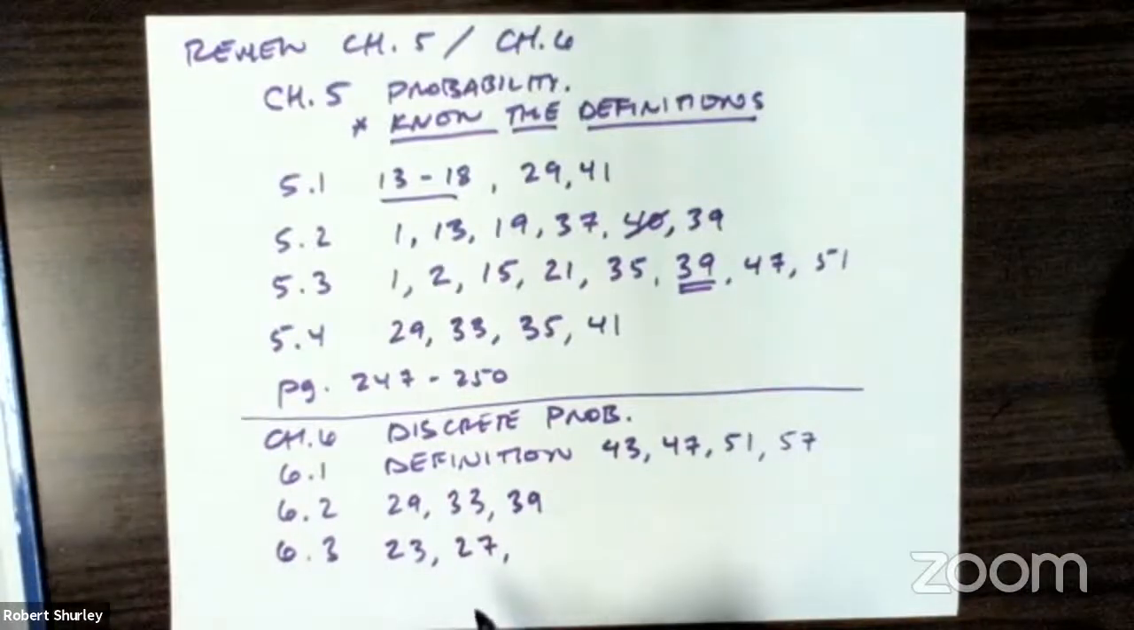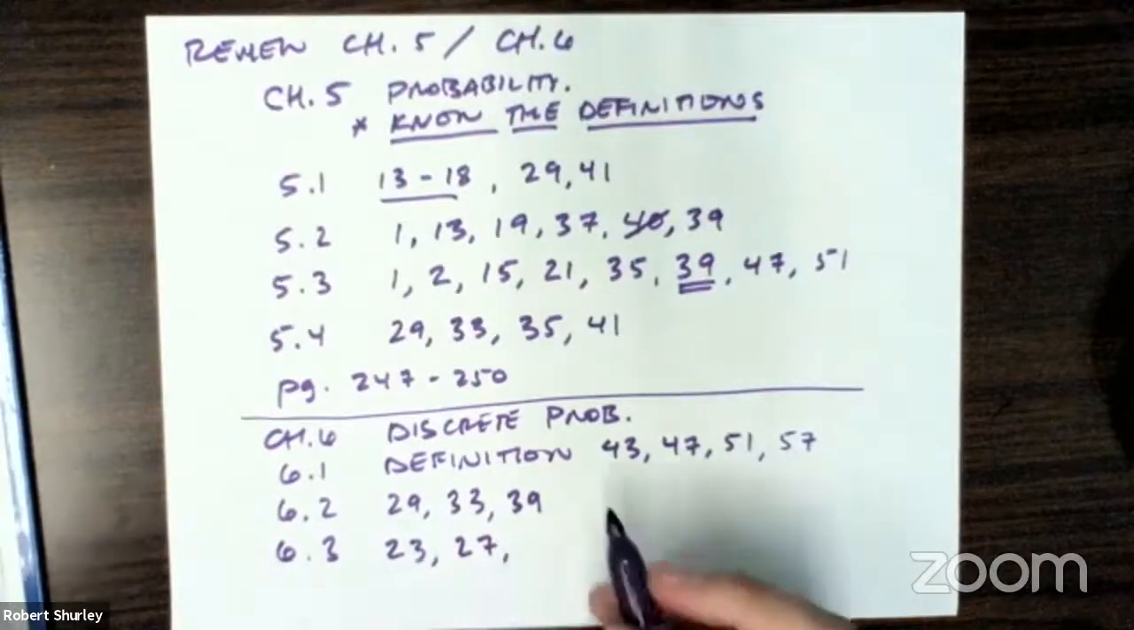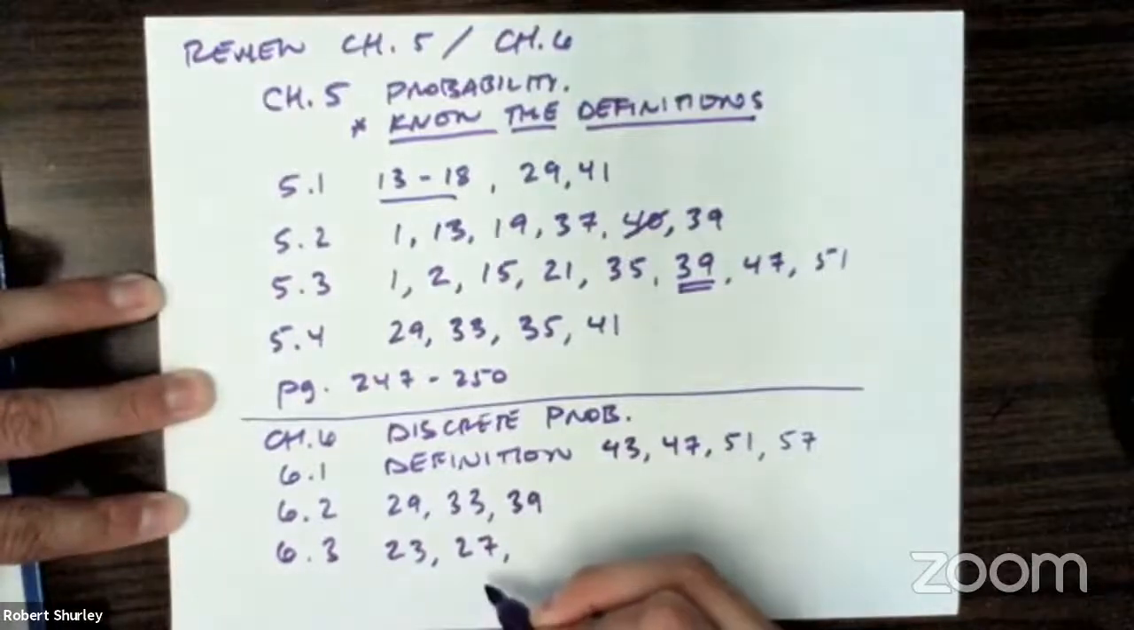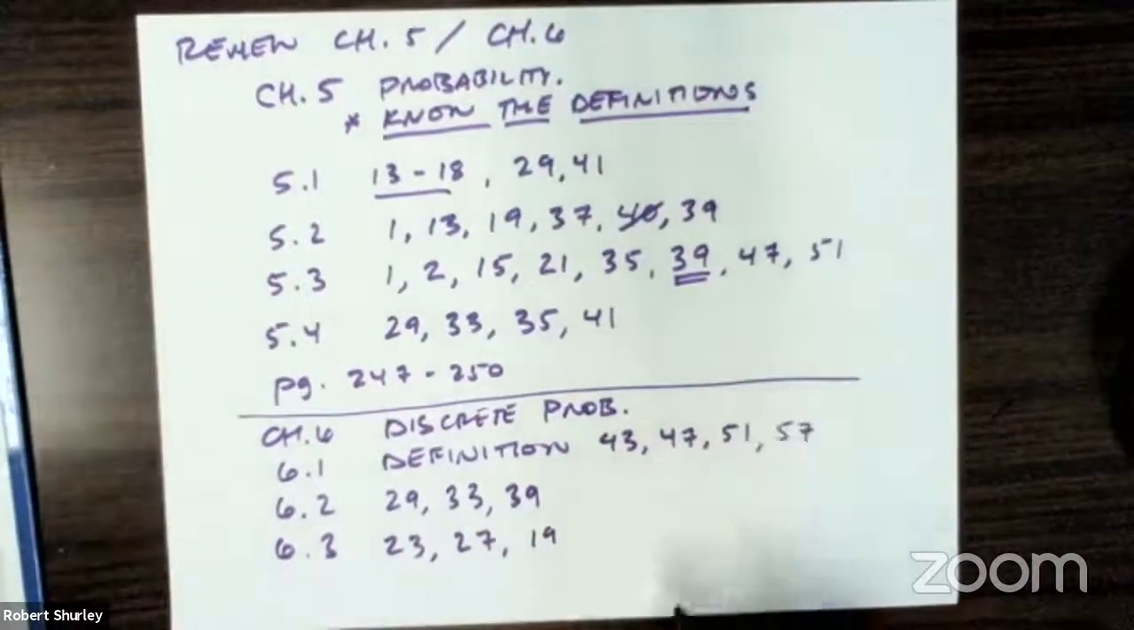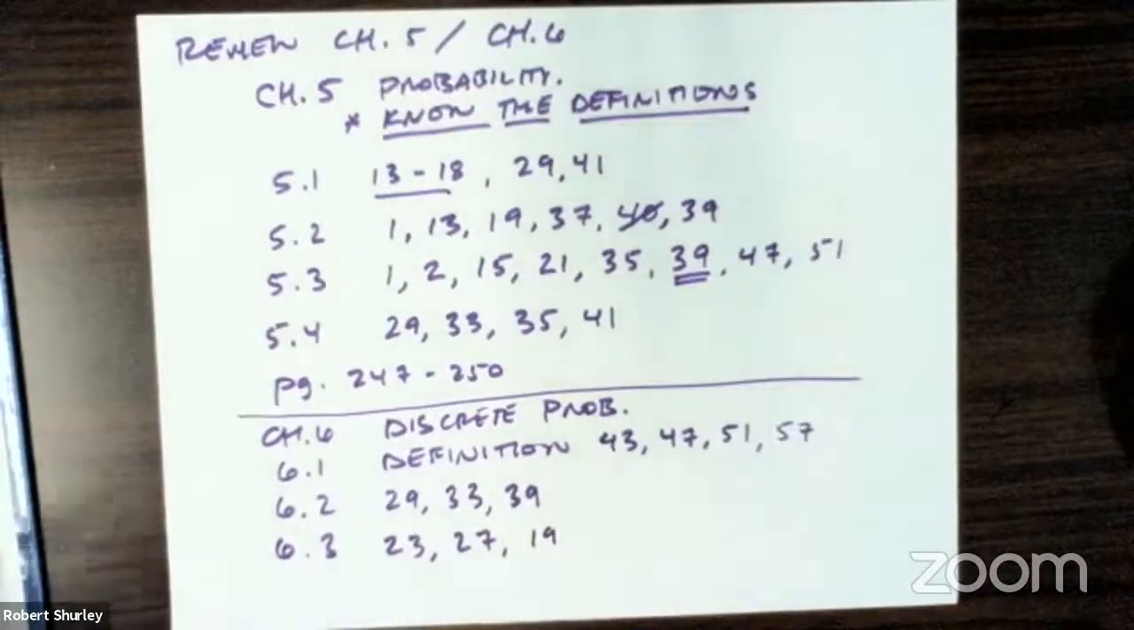So 27, and I'm going to go back. I think we did 20 in the potholes. Yeah, definitely. I remember that one. That's a good one. I know those are out of order, but those are 3 good examples from 6.3.